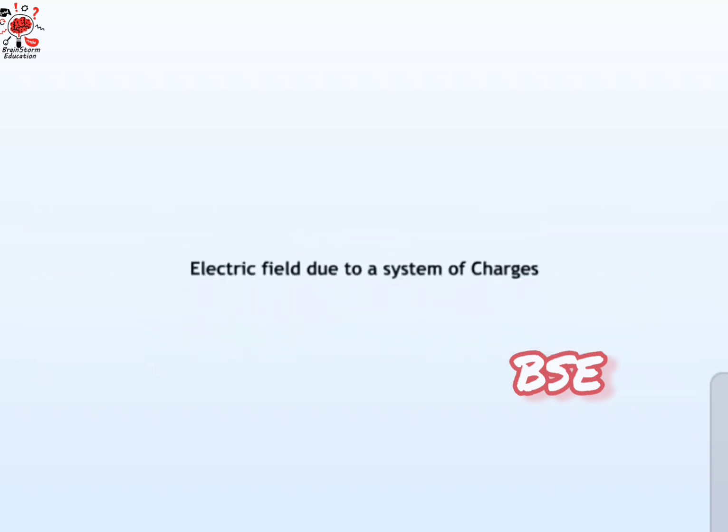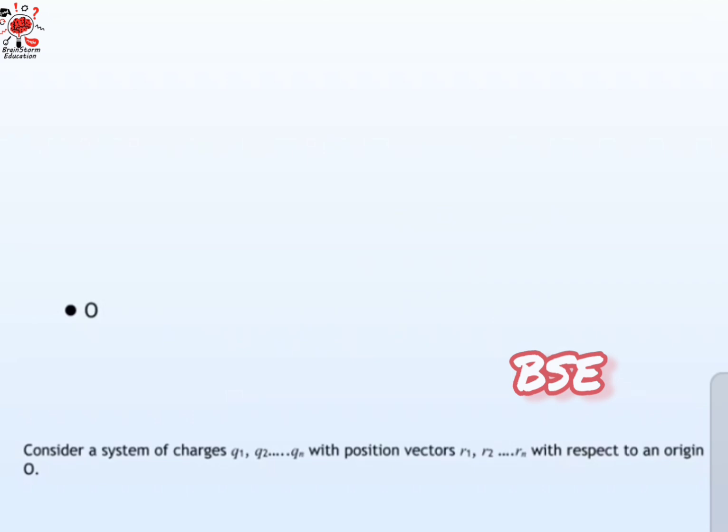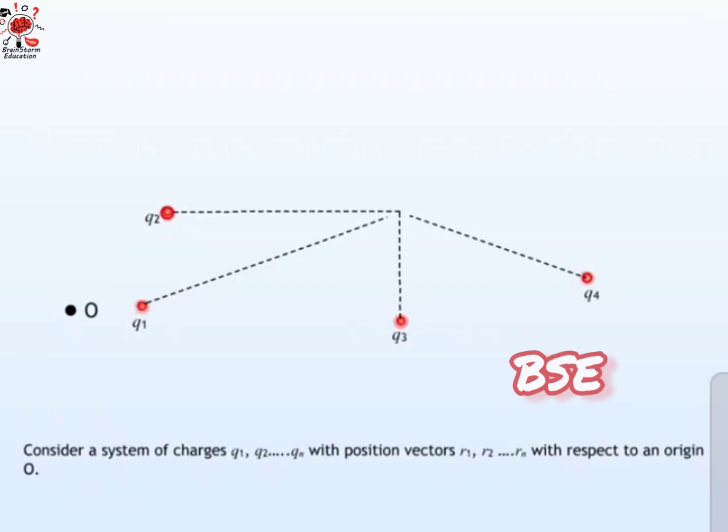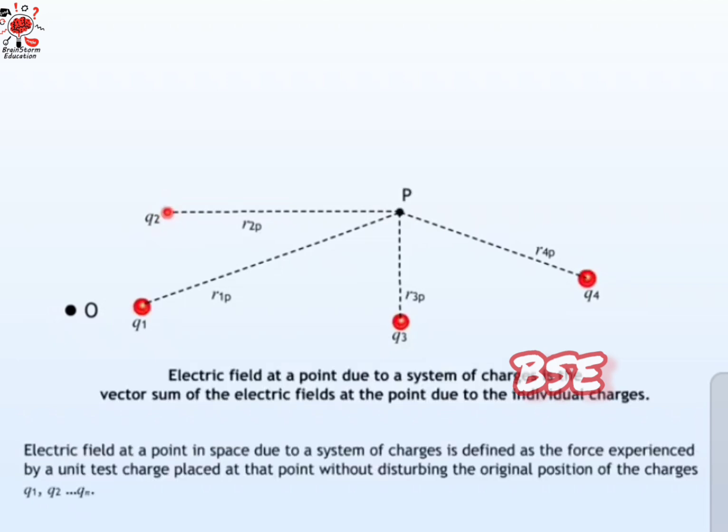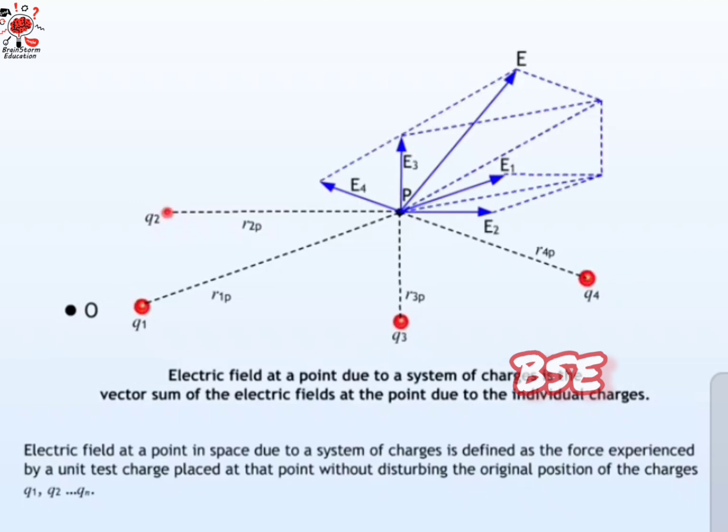Electric field due to a system of charges. Consider a system of charges q1, q2 till qn with position vectors r1, r2 till rn with respect to an origin O. The charges here are all shown by red dots, and their position vectors are indicated by using dotted lines. Their individual electric fields are also shown here using blue lines. Electric field at a point due to a system of charges is the vector sum of the electric fields at the point due to individual charges.